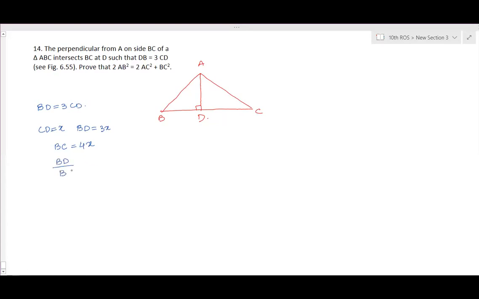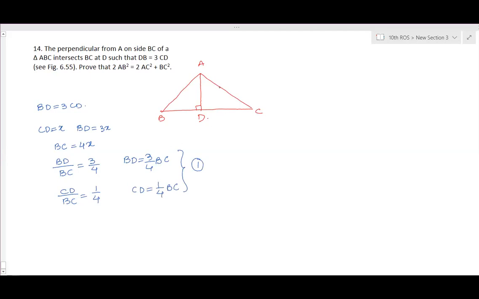So BD by BC is equal to 3 by 4. So we can write BD is equal to 3 by 4 into BC. 3/4 of BC is BD. And CD by BC is equal to 1 by 4. So CD is equal to 1/4 of BC. Consider this as equation 1.